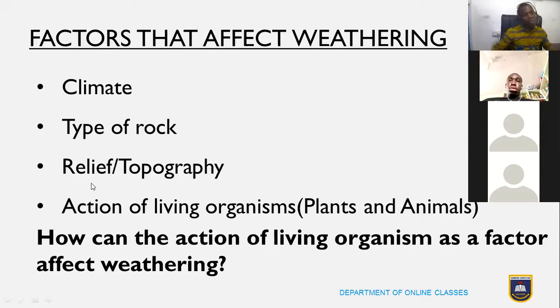Now let's look at the final factor, the last but not least factor that can affect weathering. That has to do with the action of living organisms. What are we basically referring to? We are referring to the activities of plants and animals. So there's a question there. How can the action of living organisms as a factor affect weathering? That is a question of thought. Let's ponder over it and see the way forward.